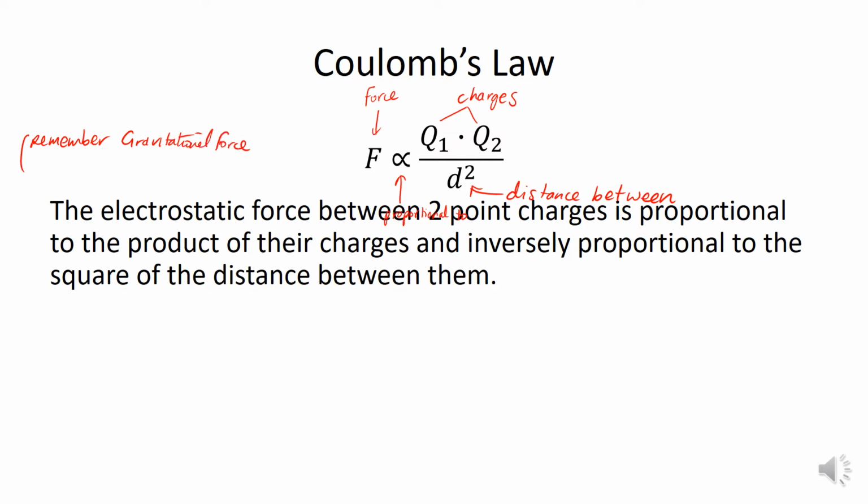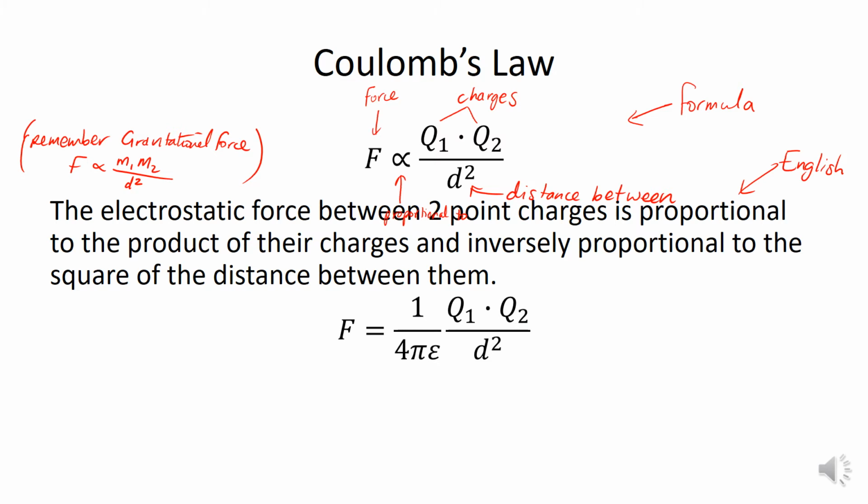Okay, in that one the force was proportional to the masses of the objects, so the moon and the earth, and inversely proportional to the distance between them. Now when you're asked to state Coulomb's law, you have a choice. You can write the formula, say what the letters stand for, or you can write the English, which is a little bit harder to remember.